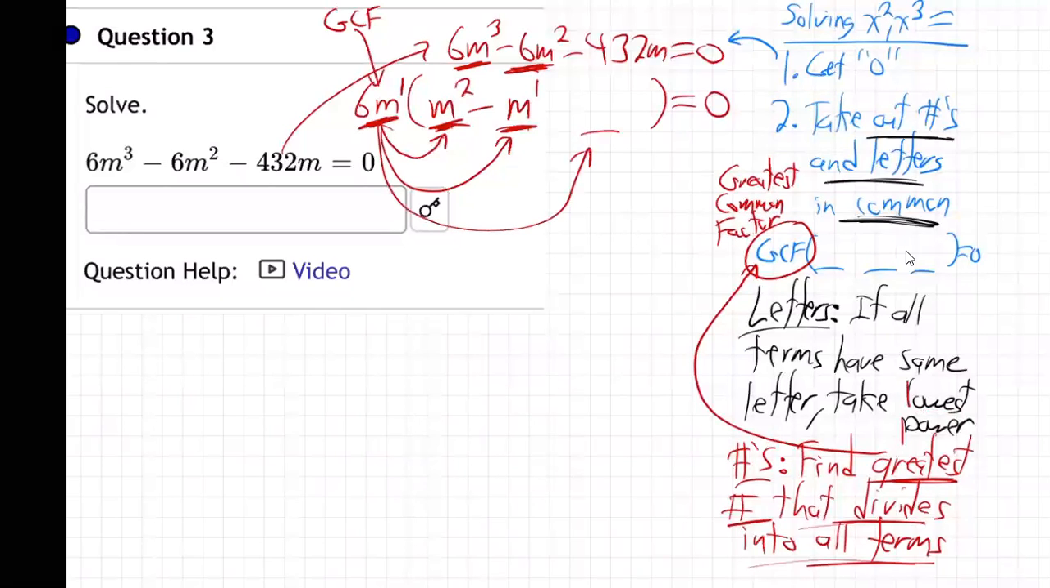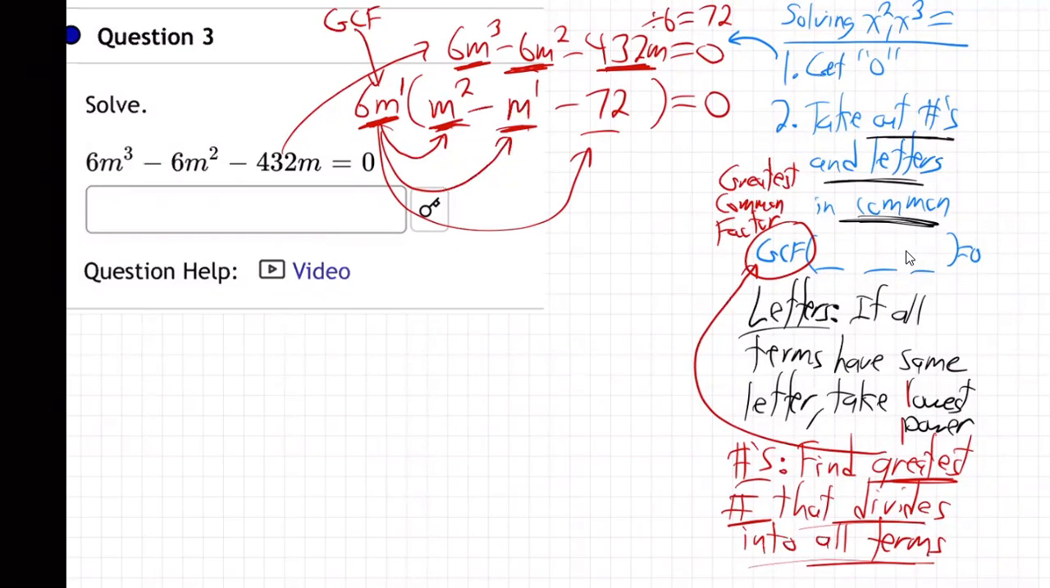And finally, 6m times what? Well, how do you know? We'll just divide by 6. It'll tell you. So again, that comes out to be 72. So I need minus 72, because 6m times 72 will go back to minus 432m.